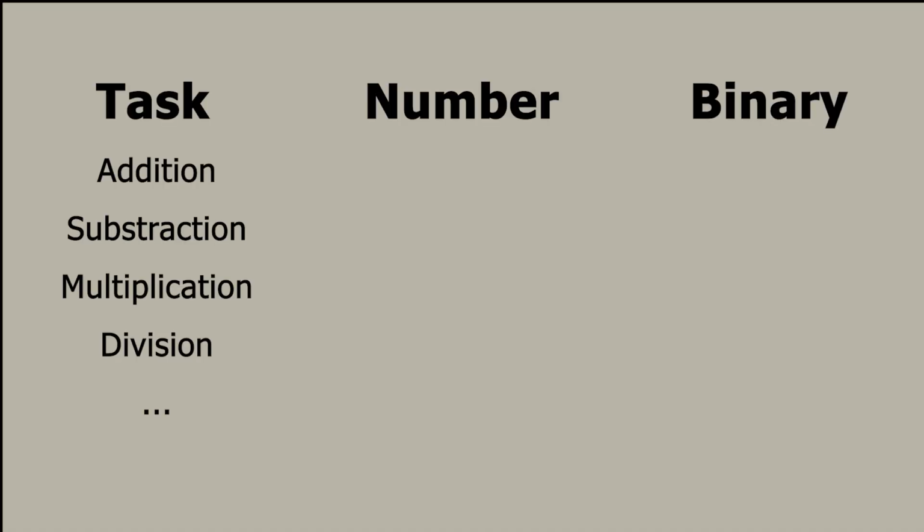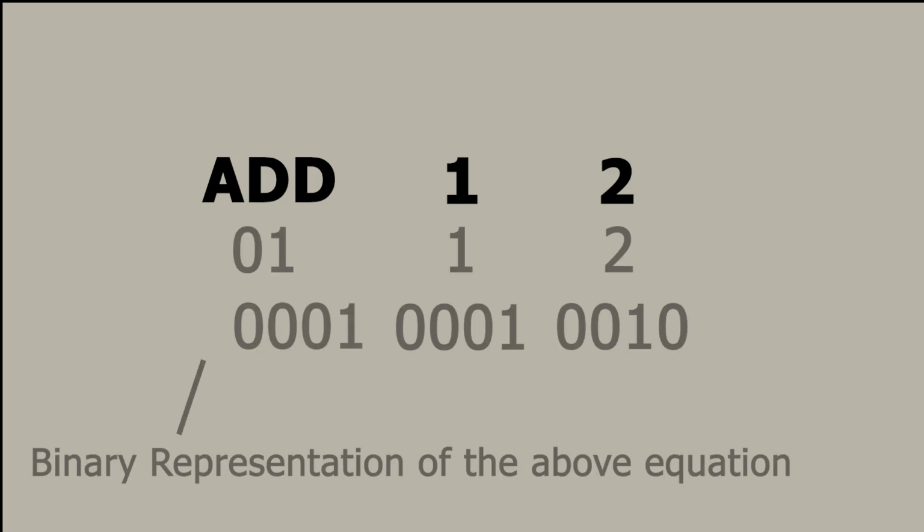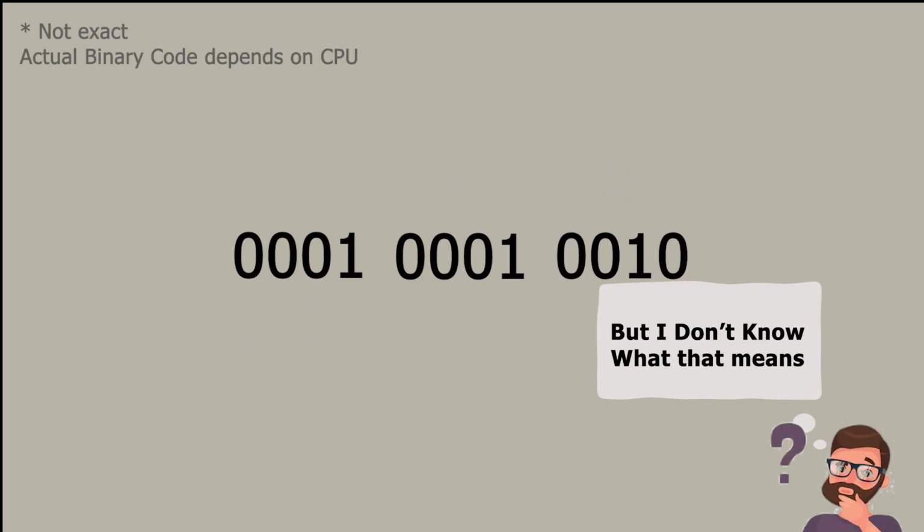One method is to list every task a CPU can do and assign them numbers. For now, just assume that any normal or decimal number can be converted into binary. Then we can specify a command like add 1 with 2 and represent it in binary numbers. But therein lies another problem. This binary code is very difficult for us humans to understand. You cannot simply look at this and say, oh, we are adding 1 and 2.